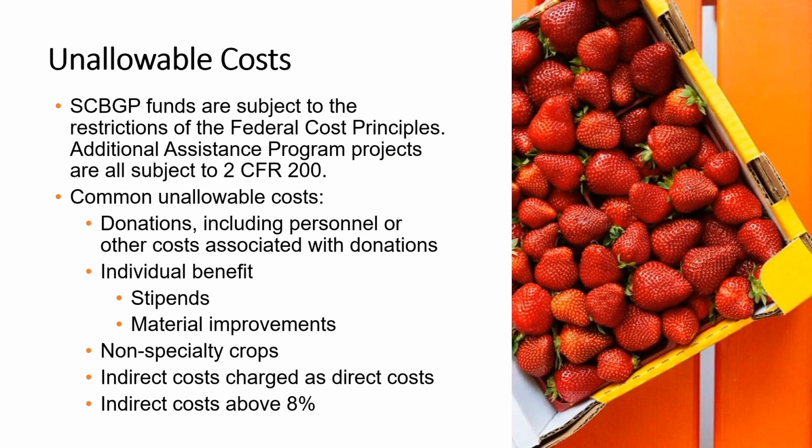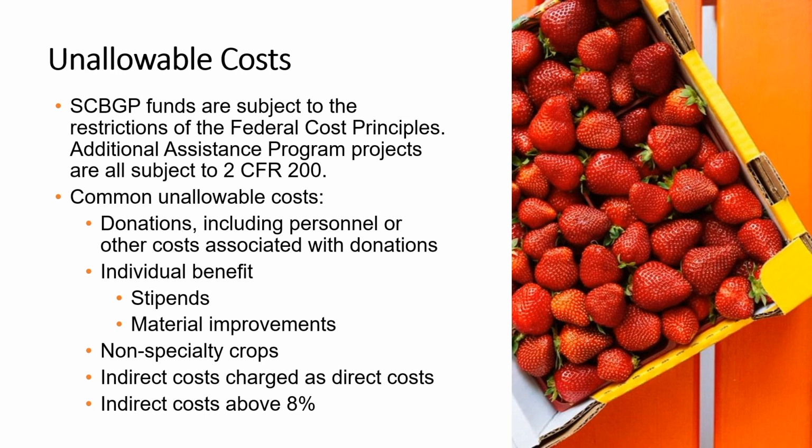We'd like to briefly address some unallowable costs that may cause a project to be disqualified. All SCBGP projects are subject to the federal cost principles, and all organizations eligible for the Additional Assistance Program are subject specifically to 2 CFR 200. Some unallowable costs that are frequently included in proposals include donations, including personnel, supply, or indirect costs associated with donations. This includes distributing produce or costs associated with growing produce that will eventually be donated.